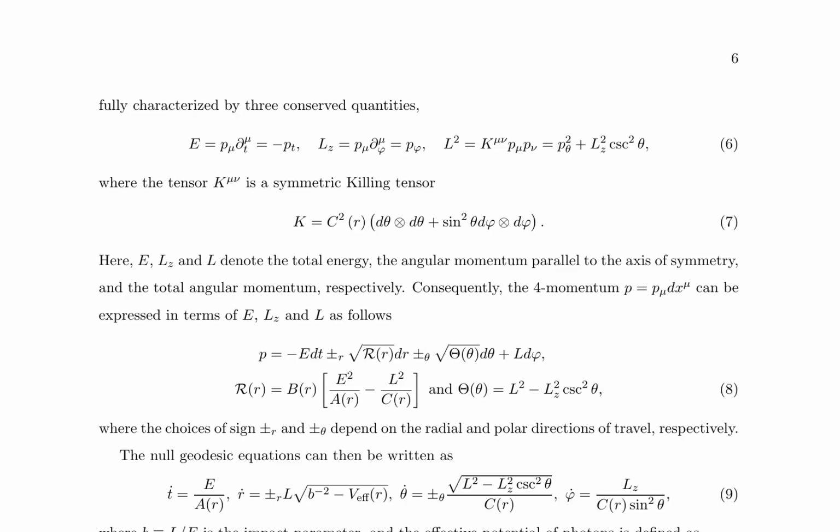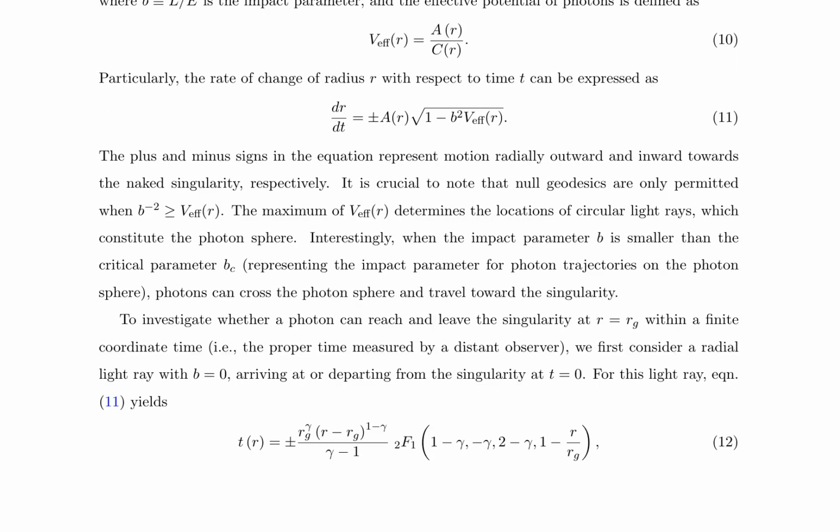The characterization of null geodesics in the presence of a naked singularity begins with the introduction of three conserved quantities: total energy E, angular momentum parallel to the axis of symmetry Ls, and total angular momentum L. The four-momentum P is expressed in terms of E, Ls, and L. The null geodesic equations are derived, involving the impact parameter B and the effective potential V_eff(R).